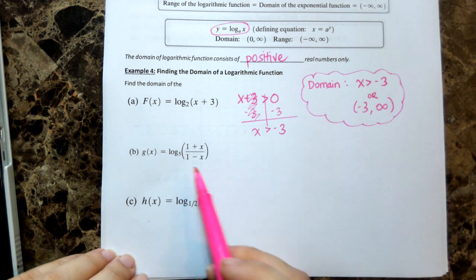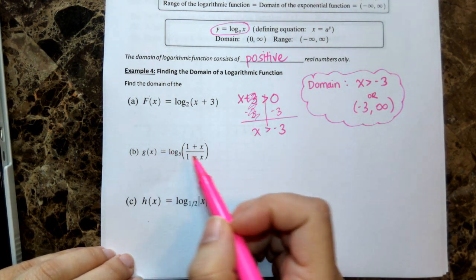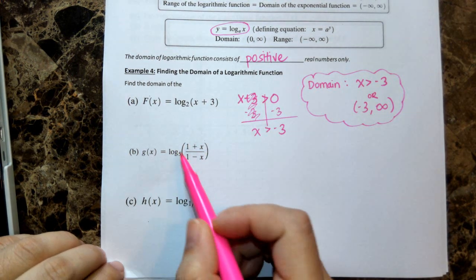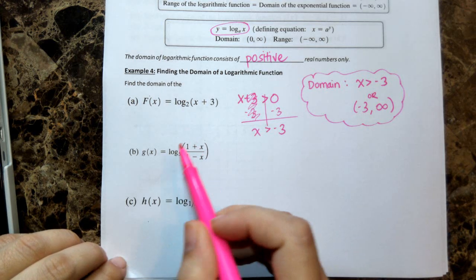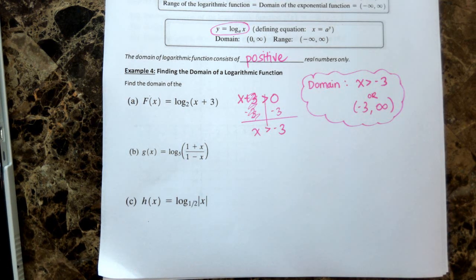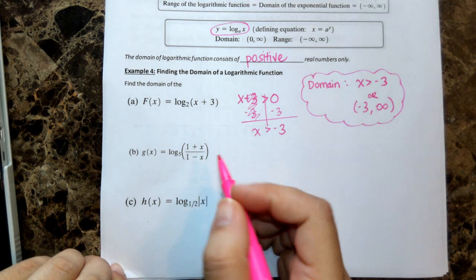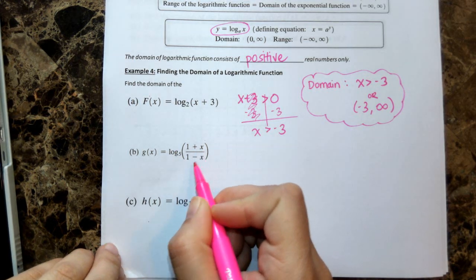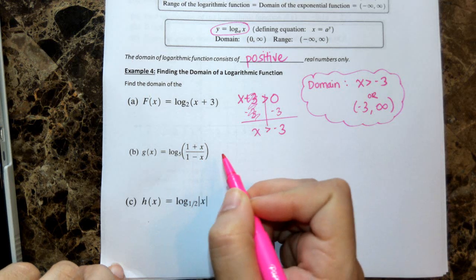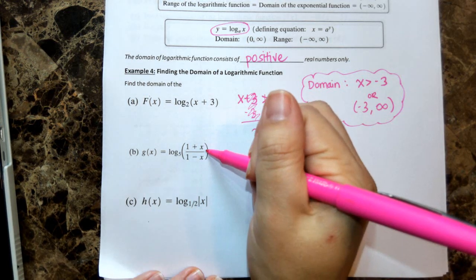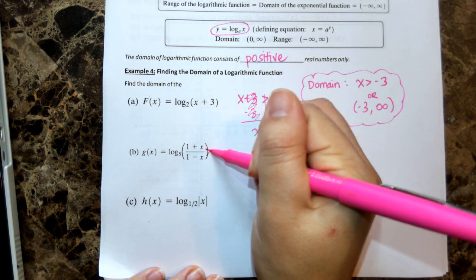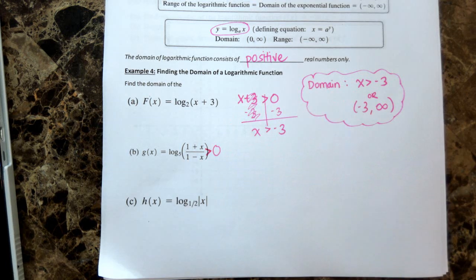All right, next one, part B, same thing. In order to find the domain, we just have to figure out what x values are going to give me this entire term as a positive value. Now this one's a little bit more intricate because it has a whole fraction. It says 1 plus x divided by 1 minus x, and we know that this whole thing has to be bigger than 0. It has to be a positive number.